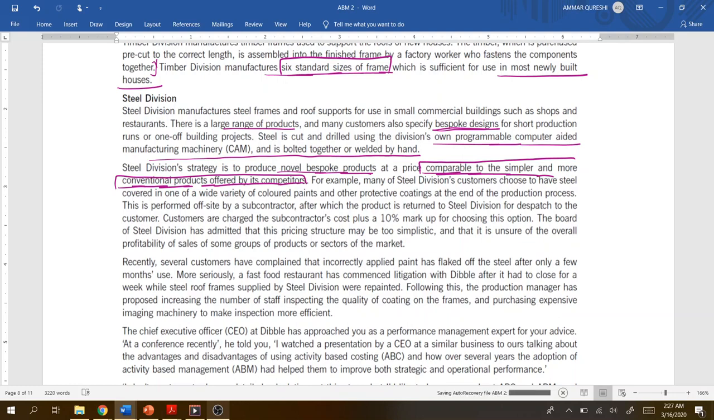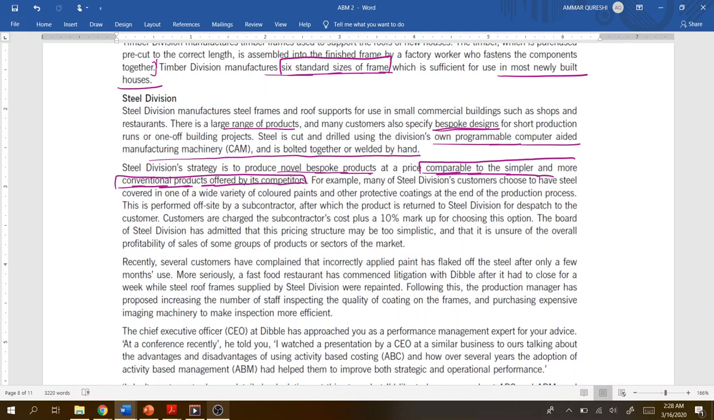And whenever you ask any company to provide some bespoke or desired or customized product, the customer always has to pay some extra price for that. But this is something which apparently the company is not charging, right? So it's not something which, as management accountants, we should usually accept. I mean, let's see what the next part is saying.